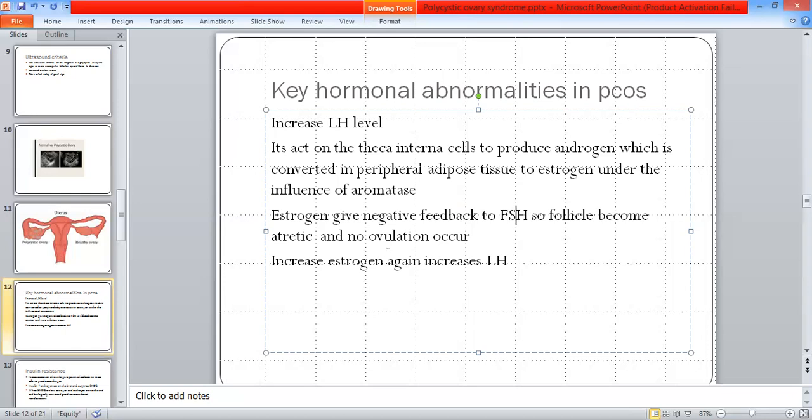Due to anovulation, the menstrual cycle becomes anovulatory, meaning the patient presents with amenorrhea and oligomenorrhea. This increased estrogen level also further increases the luteinizing hormone level, and the vicious circle goes on and on. Due to the increased LH level and decreased FSH level, anovulation occurs and the ovary has the appearance of a polycystic ovary.